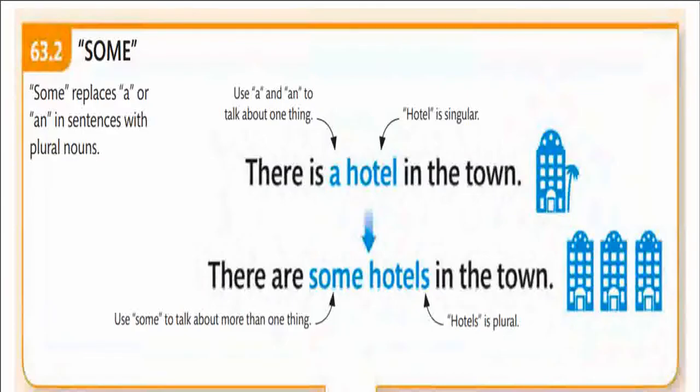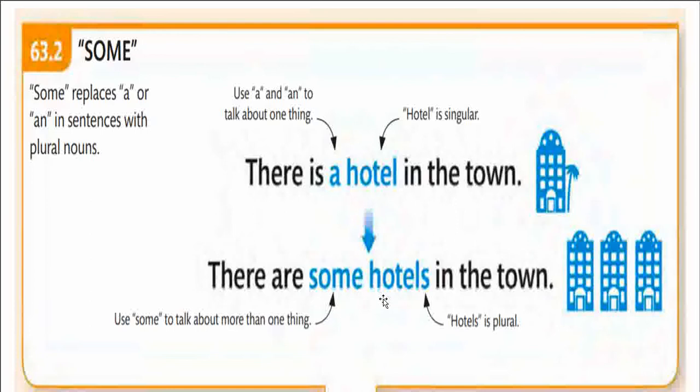The next pointer that we have is the use of some. Some replaces a or an in sentences with plural nouns. Now let us see the example and then we will analyze it. There is a hotel in the town. A hotel. Hotel is singular. Use of a or an to talk about one thing. So a is used because of the sound that is used.